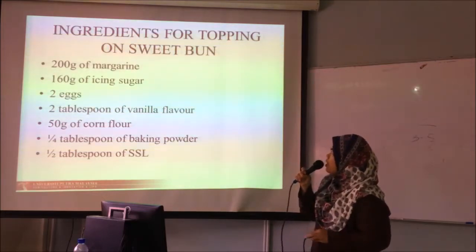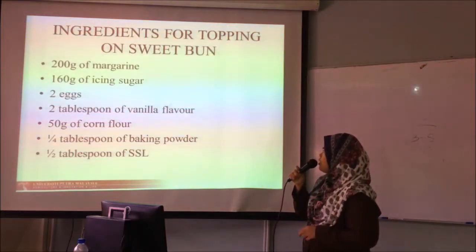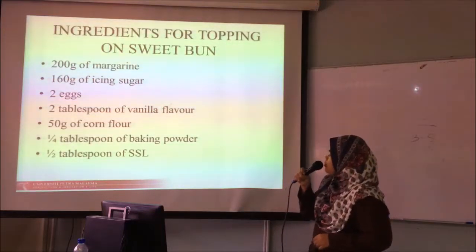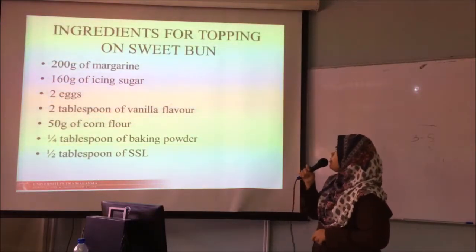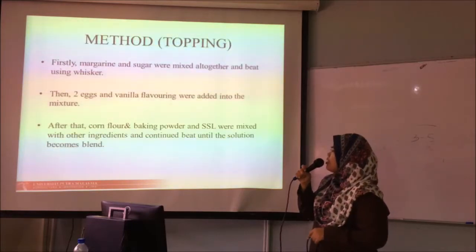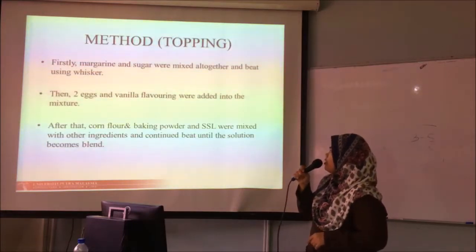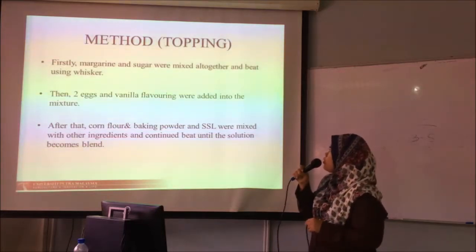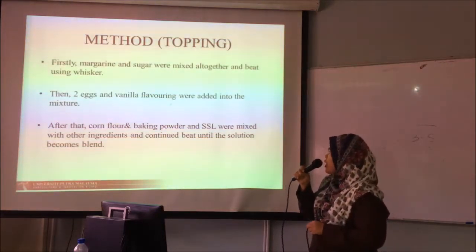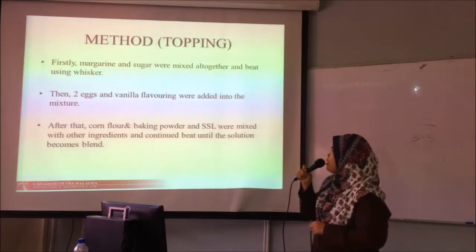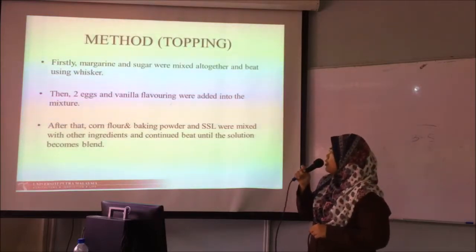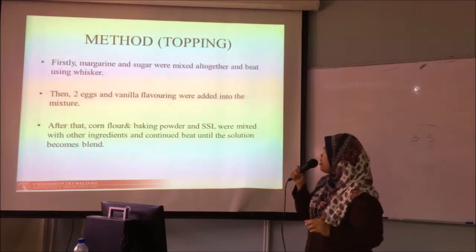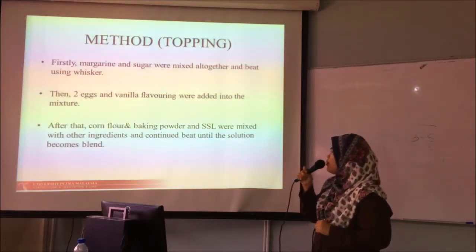This is the list of ingredients for the topping of the sweet buns. We use margarine, icing sugar, eggs, vanilla flavor, corn flour, baking powder, and SSL. Now this is the method for the topping. First, the margarine and sugar were mixed together and beaten using a whisk. Then two eggs and vanilla flavor were added into the mixture. After that, corn flour, baking powder and SSL were mixed with the other ingredients and beaten until the mixture becomes blended.